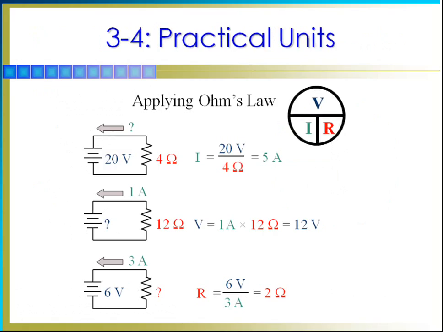Okay, now just applying the basics of Ohm's law. If you know what your voltage source is and you know what your resistance is, your current flow through this circuit will have to be voltage over resistance, or 20 volts over 4 ohms, 5 amps.